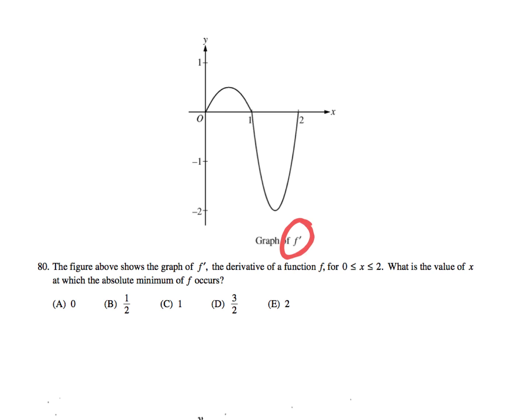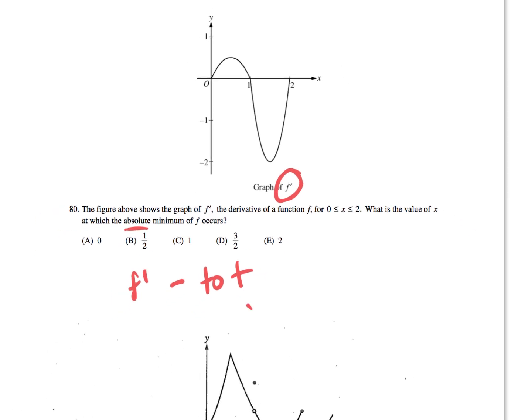Graph of F prime. Now that word absolute's coming back to us. Where is my absolute min happening, if I'm looking at a graph of F prime? Let's think about when a min happens. A min happens when F prime goes from negative to positive, or it could happen at endpoints. My absolutes could happen at endpoints as well. Where is this F prime graph going from negative to positive?